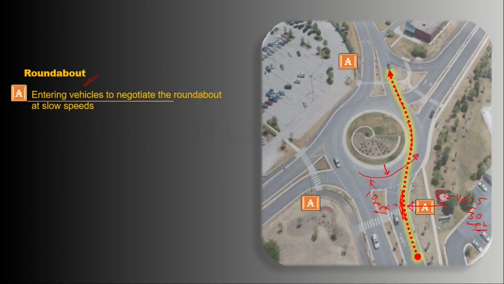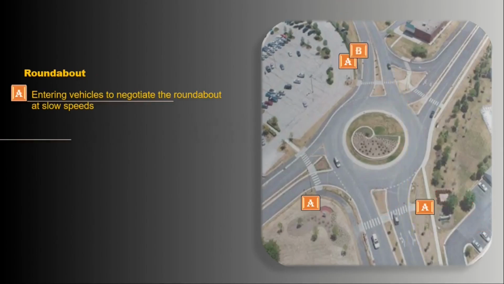So if a circular intersection is designed geometrically based on the criteria of roundabouts, then unlike the rotaries, the vehicle will enter and negotiate the roundabout at a slow and controlled speed.